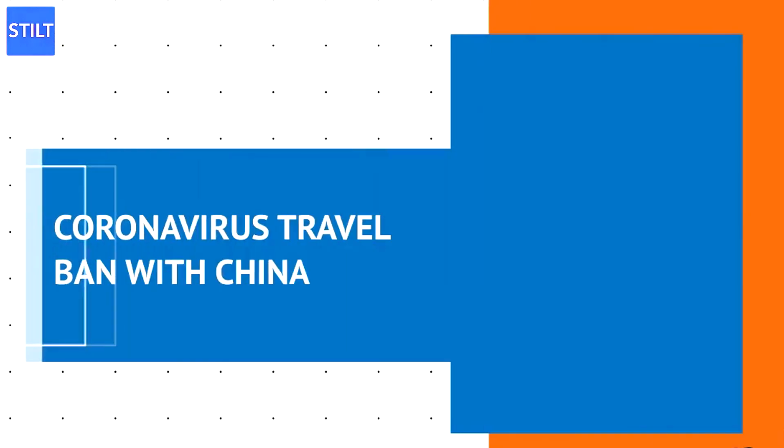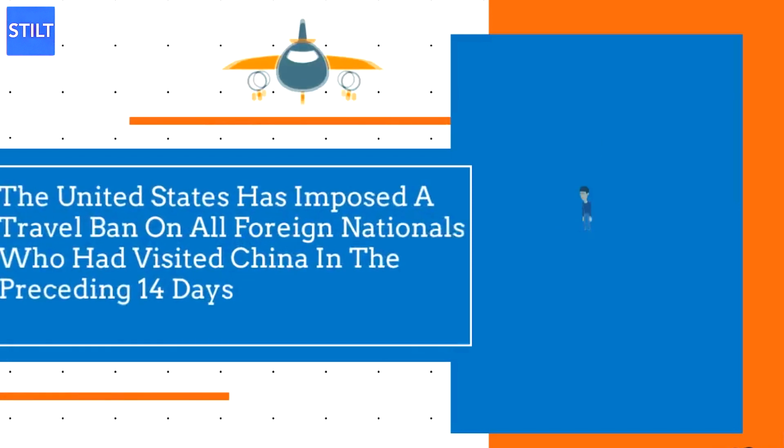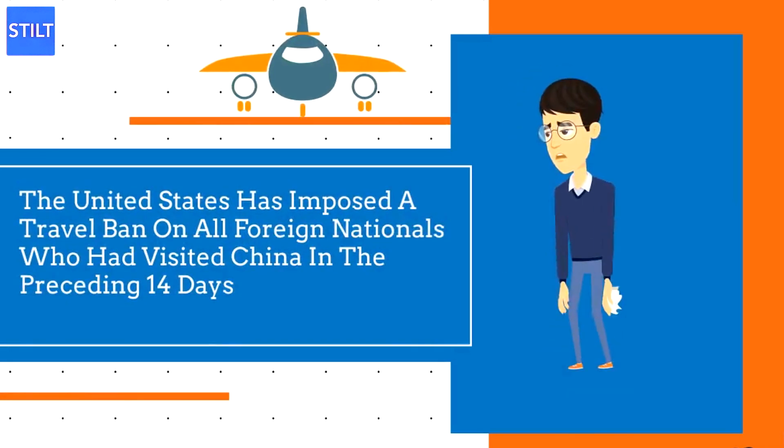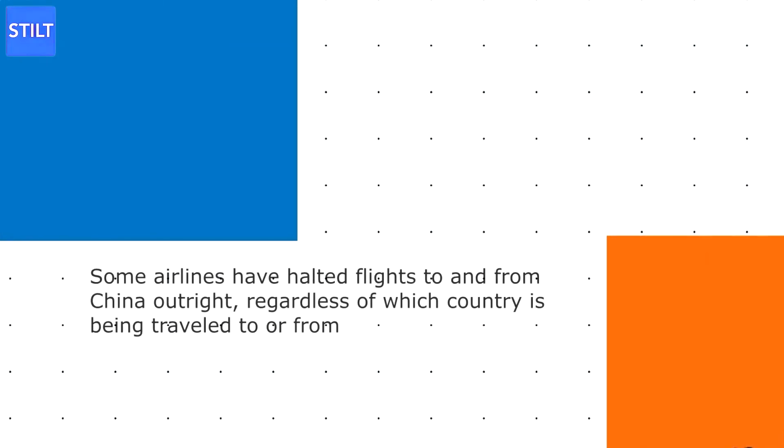Coronavirus travel ban with China. Effective as of February 2, 2020, the United States has imposed a travel ban on all foreign nationals who had visited China in the preceding 14 days. Any foreign national having traveled to China during that window, regardless of their visa status, will be denied entry into the U.S. Some airlines have halted flights to and from China outright, regardless of which country is being traveled to or from.